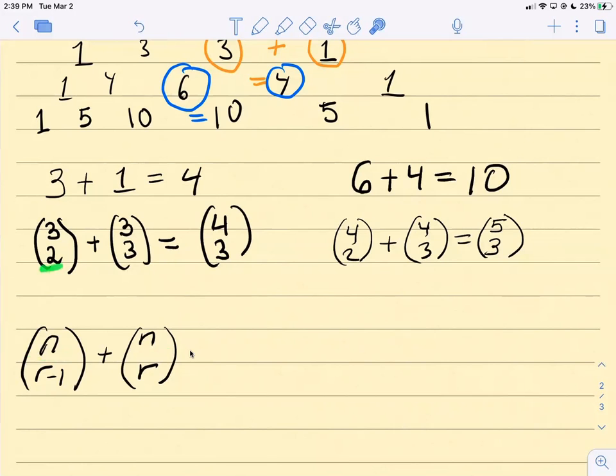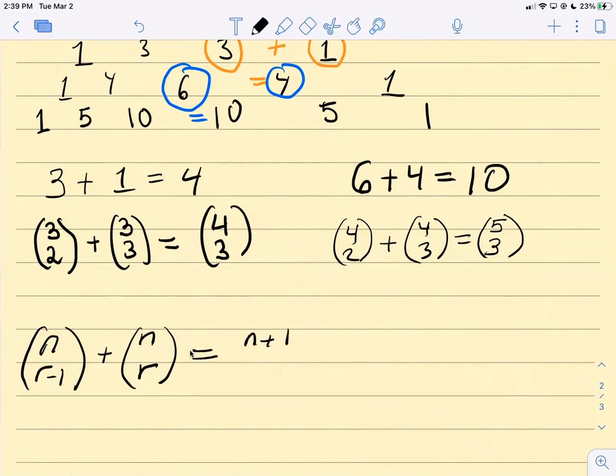And these numbers, one is less than the other. One is less than the other. What would the next number be equal to, kind of in terms of symbols? Excellent. Angel, what did you write there? N plus 1 choose R. Excellent. N plus 1 choose R.